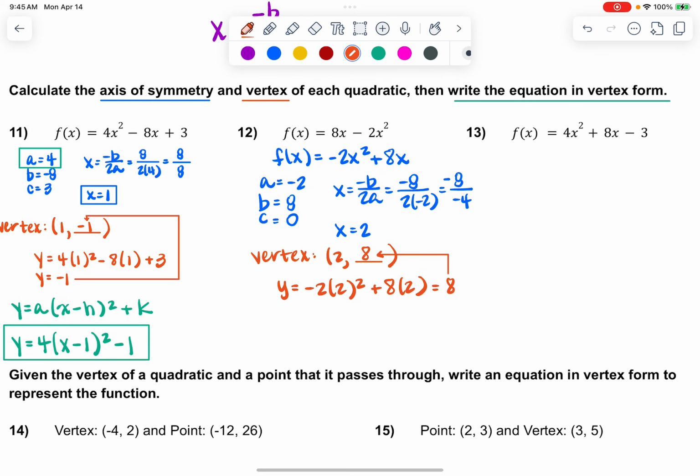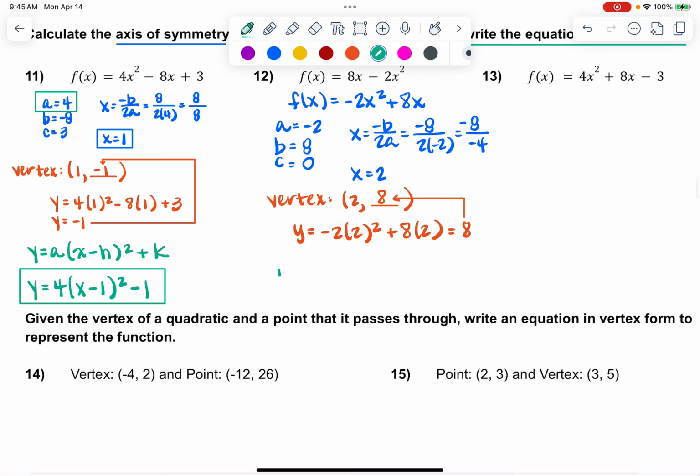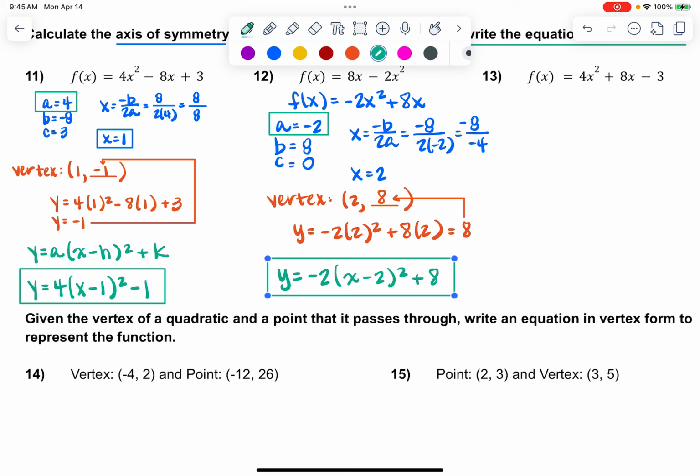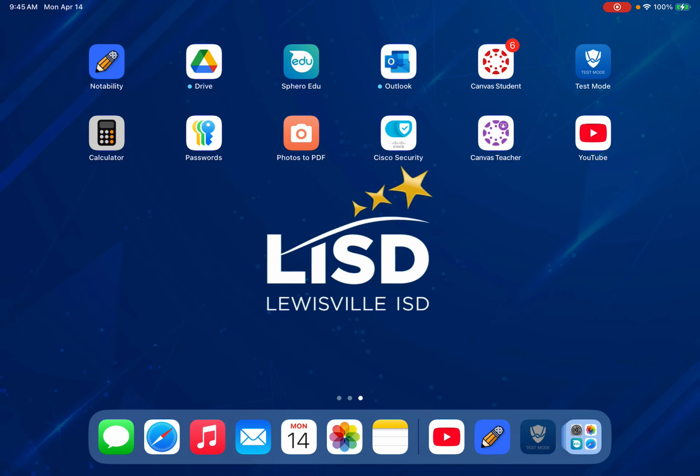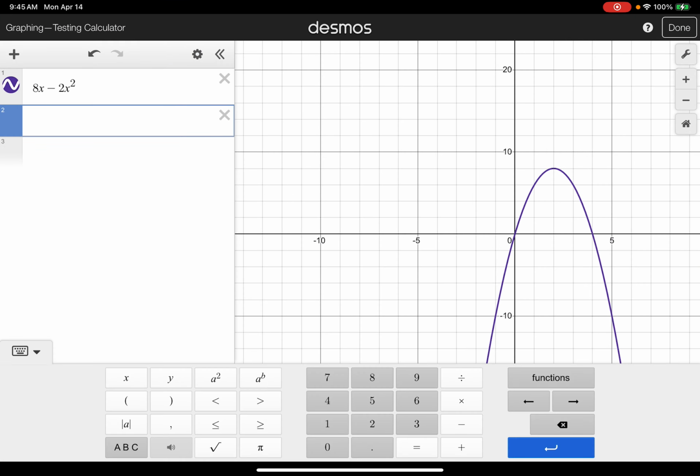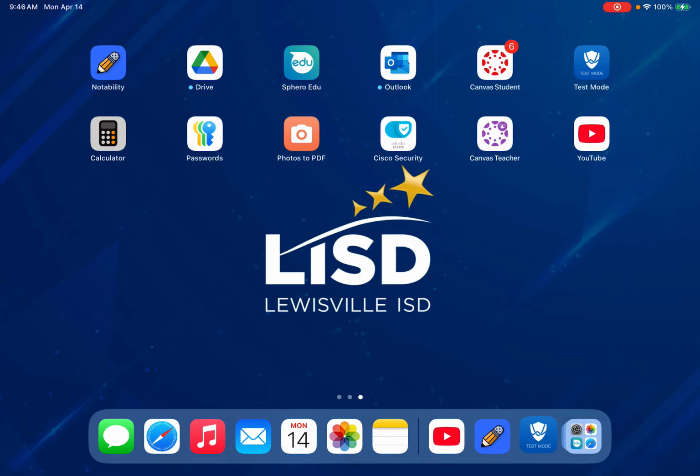So now I want to write my equation in vertex form. So y equals, remember, it's going to have the same a value, which is -2. So -2, and then all you have to do is put in your h and k. So x minus 2 squared plus 8. And again, I'm going to make doubly sure. I'm going to go back to Desmos and type what I just wrote down, -2 parentheses x minus 2 squared plus 8. All right, and notice I can toggle back and forth between them, and they're the exact same parabola. So I know I did all my work correctly.